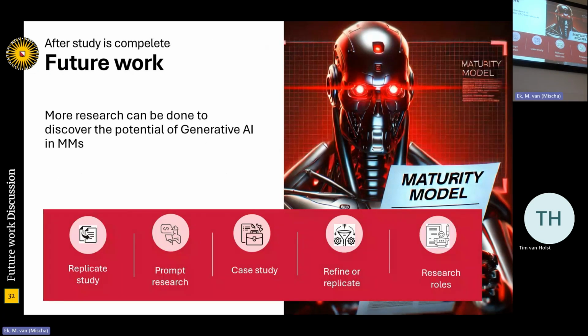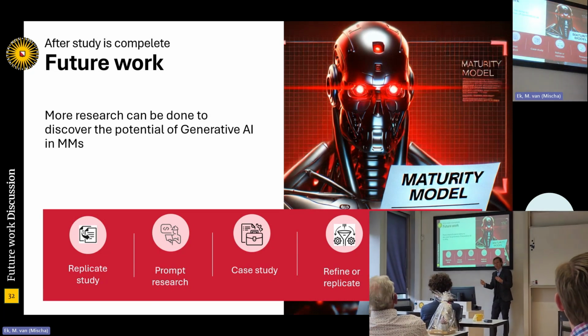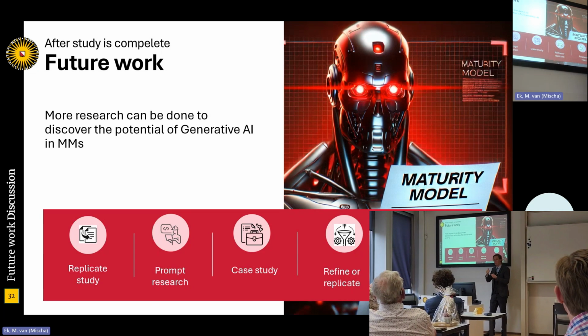The future work. So, someone could replicate the study. Further, we looked into prompt engineering to improve the AI-generated maturity models. I just iteratively tested which instructions worked, which instructions did not work. I did look at techniques, but it was very much on a trial and error basis.